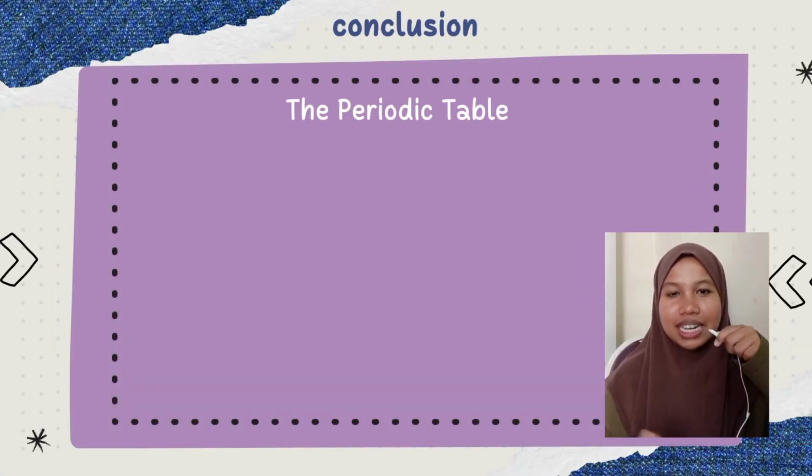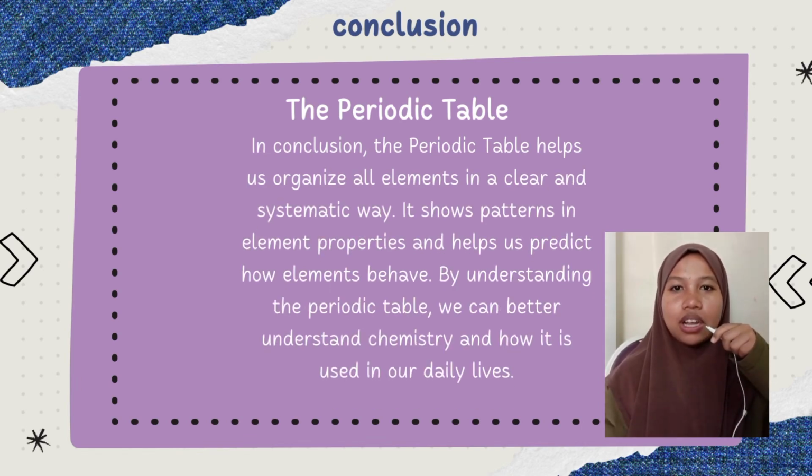In conclusion, the periodic table helps us organize all elements in a clear and systematic way. It shows patterns in elements' properties and helps us predict how elements behave. By understanding the periodic table, we can better understand chemistry and how it is used in our daily life.